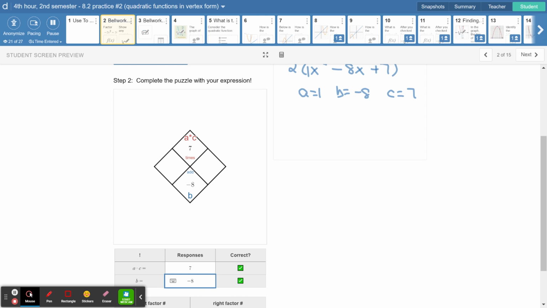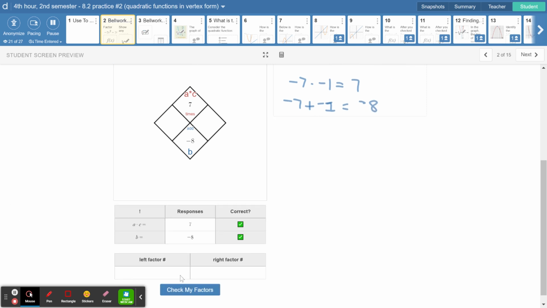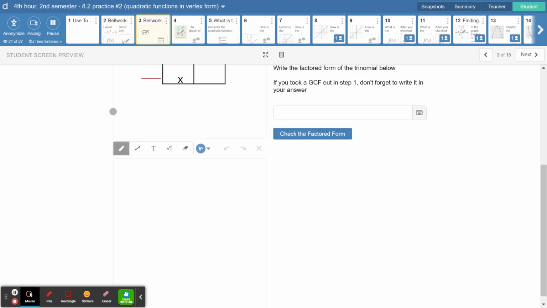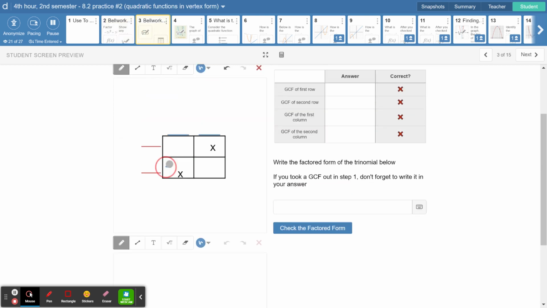Now there's only two numbers that work here, and that's going to be -7 times -1, and -7 plus -1 gets you a -8. So make sure that you are using the factor chart that is provided to you in the Schoology course. Now that -1 and -7 matter. It matters on the next screen. That -7 and that -1 is how you split up the x's.